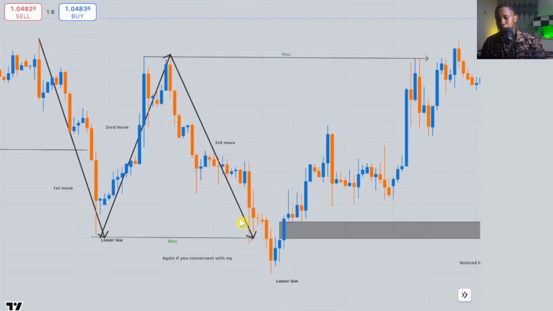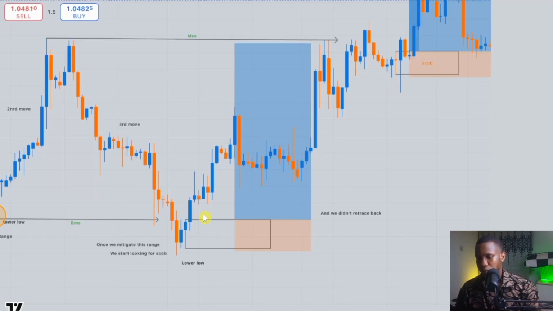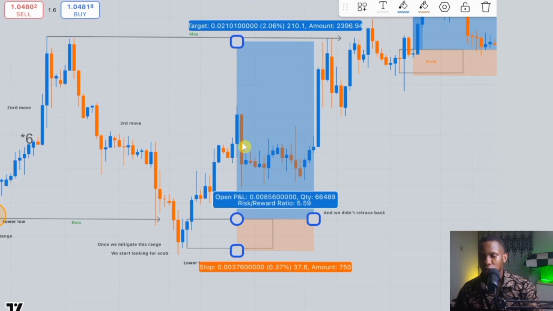And I talked about once market mitigates this range, we want the market to start going back up. And can you see now, once it mitigated this range, I started looking for my single candle order block, which we didn't get. We continued going down until it gave us my single candle order block. So we have something like this. Would have entered from here and stop loss below here, targeting this size, and this could have given us a 1:5 risk to reward ratio, guys.